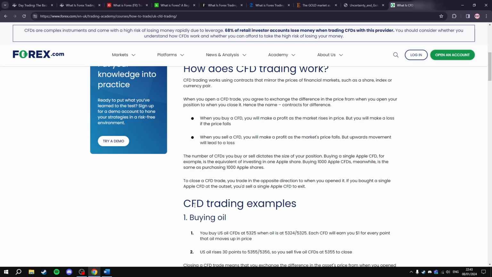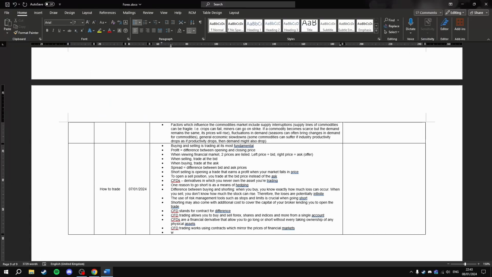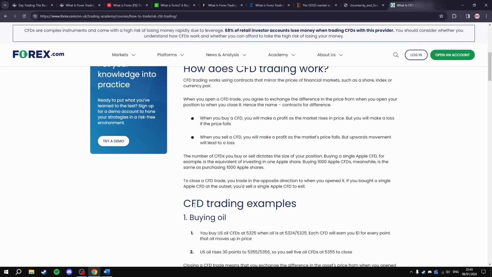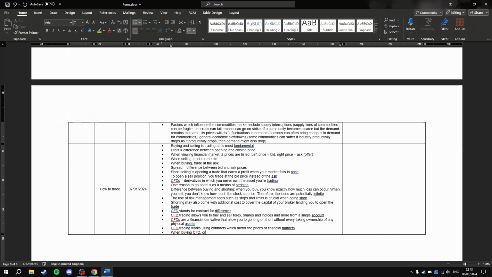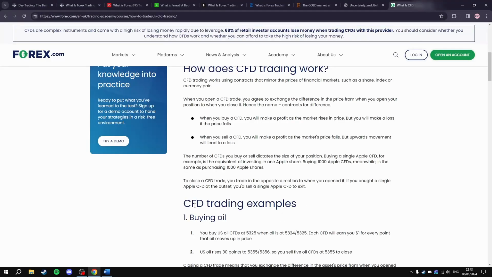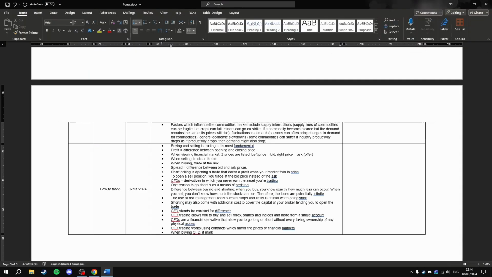When you buy a CFD, you will make a profit as the market rises in price, but you will make a loss if the price falls. So when buying a CFD, if the market rises in price, profit is made. Otherwise, loss is made.